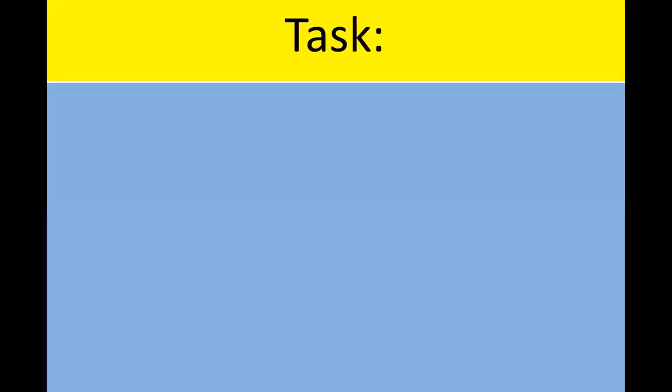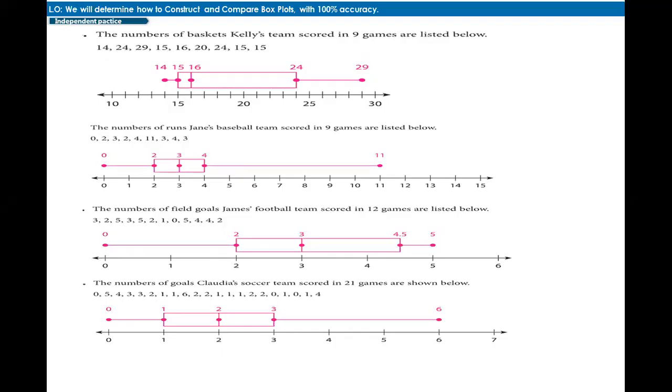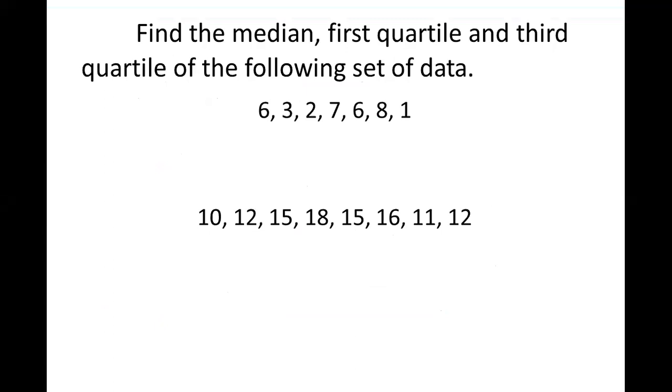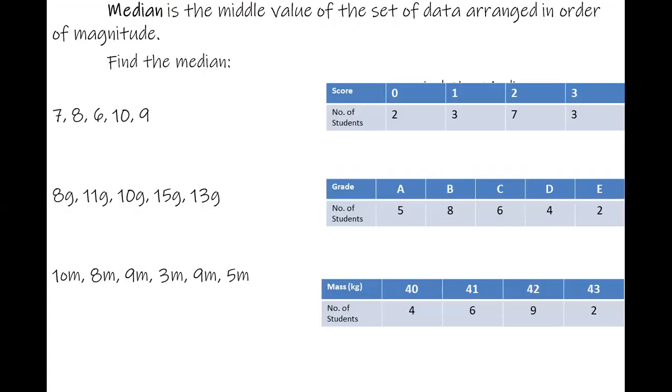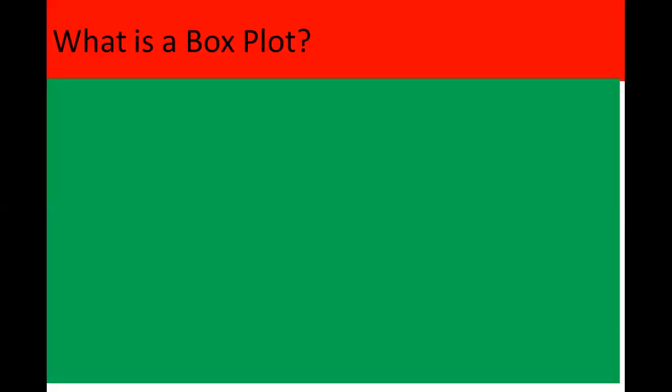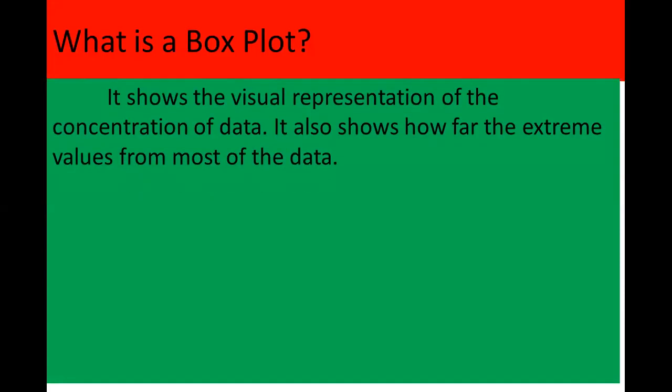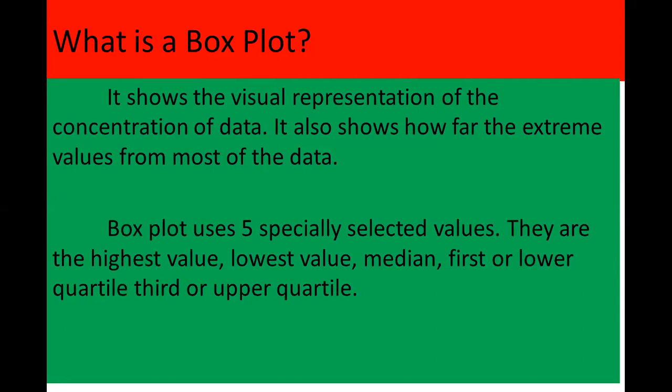Last meeting, we discussed the meaning of quartiles. We discussed also the meaning of median, and what a box plot is. It is just a visual representation of the concentration of data. And take note of the 5 values that we are trying to find out, because that will be in connection with the topic of today, which is to interpret a given box plot.